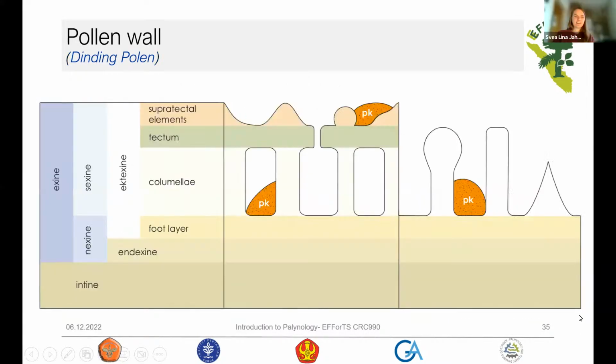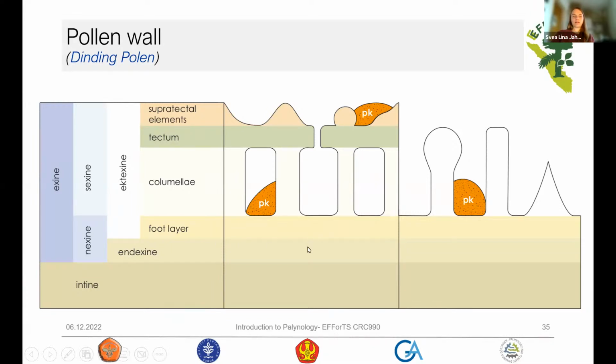So this is like a little bit of a scheme of the upper 2 layers. So we have the exine, which you can see here. It's multi-layered. Often we have different layers, which can again give us indications about the morphology, and then again about the identification.